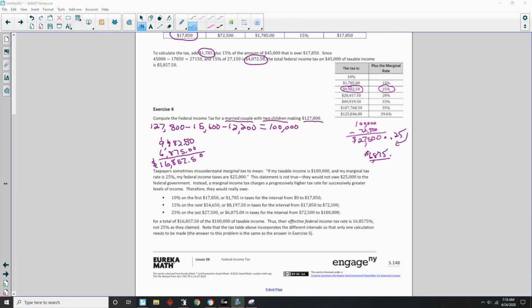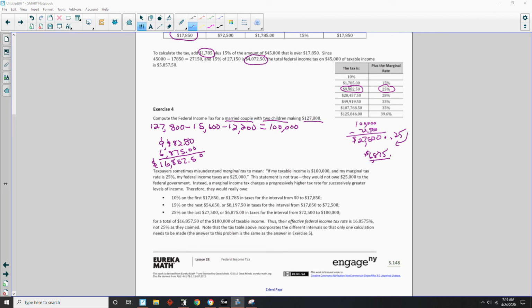Okay, so down below this just says, taxpayers sometimes misunderstand the marginal tax to mean, if my taxable income is $100,000 and my marginal tax rate is 25%, my federal income taxes are $25,000. This statement is not true. They would not owe $25,000 to the federal government. Instead, a marginal income tax charges a progressively higher tax rate for successively greater levels of income.